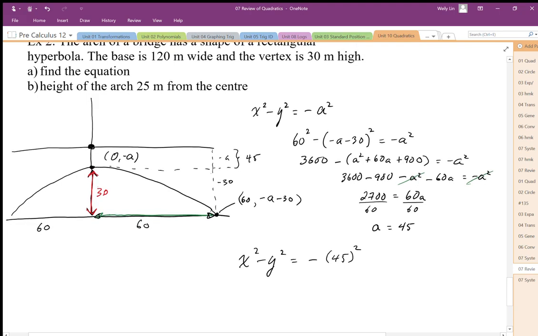This question also asks a part B. So this is part A. There's my equation of my hyperbola.